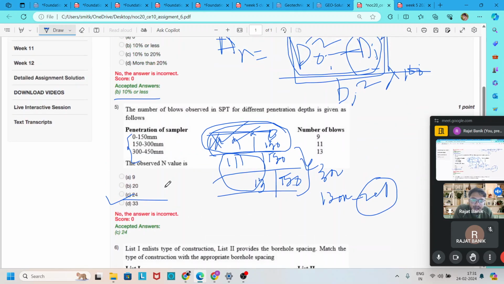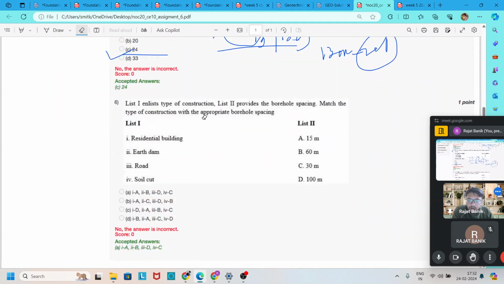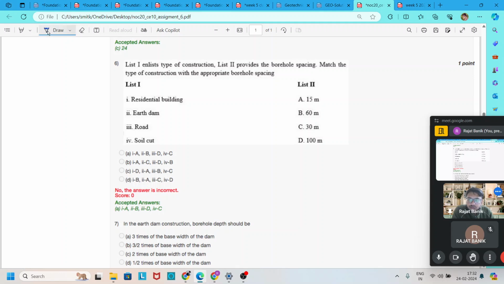Now I think it is okay for everyone to understand this problem. This question is very simple. We have to neglect the first 150 mm result. Then we have to add the next two 150 mm layer results, because our standard SPT value is the number of blows per 300 mm depth of penetration.